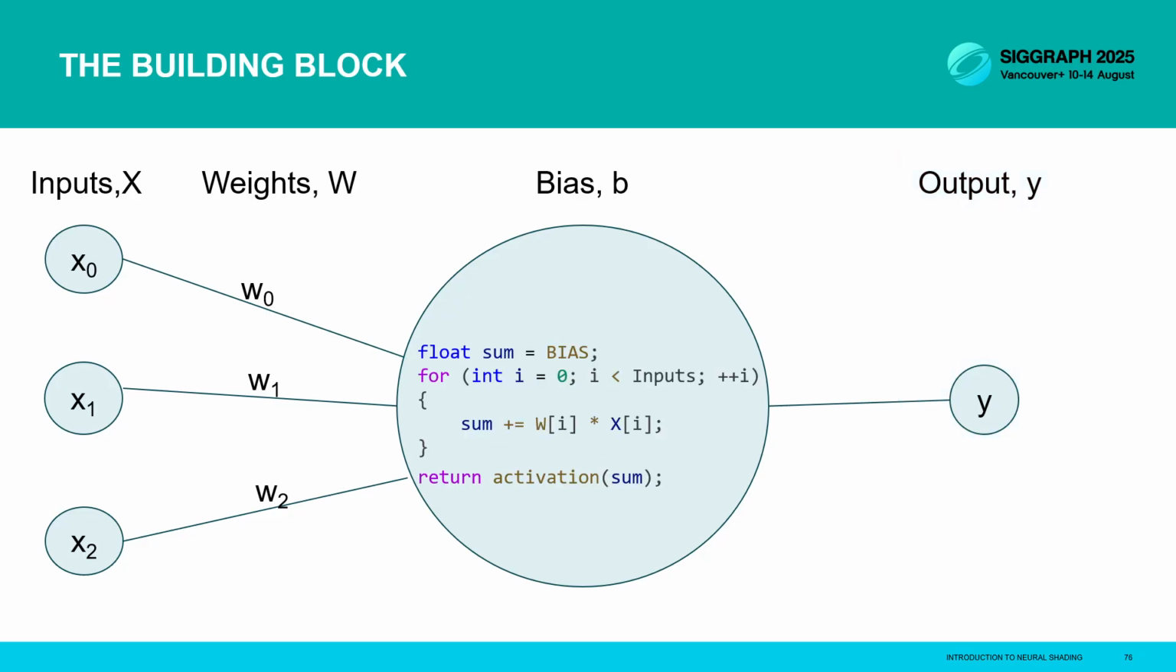We can also look at that maths in the center and instead represent it with code. All we're really doing here is taking a weighted sum of the inputs and then adding the bias on top, and then finally feeding the result through an activation function. So in other words, all we've got here is a for loop.